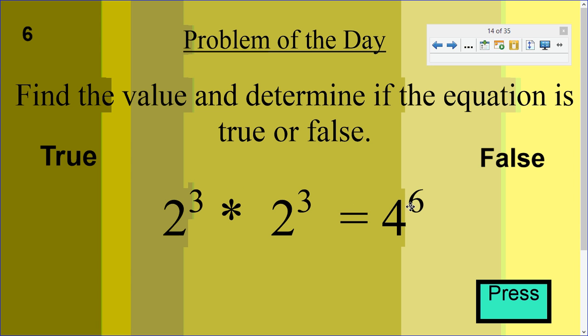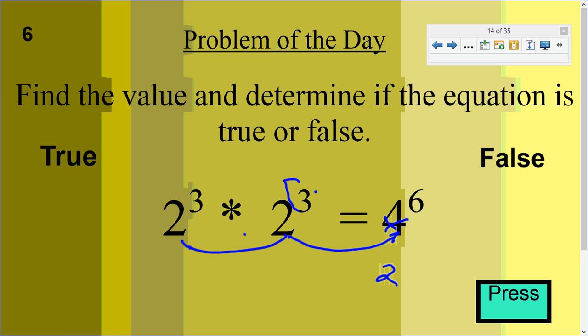equals 4 to the 6th. So I give you a second. See what you think. All right. If you said true, well, let's take a look. The bases are 2, so that means we're supposed to leave the base the same. But that's a 4. That's not correct. That should be a 2 for the base. So automatically it's false, but let's look at the exponent.